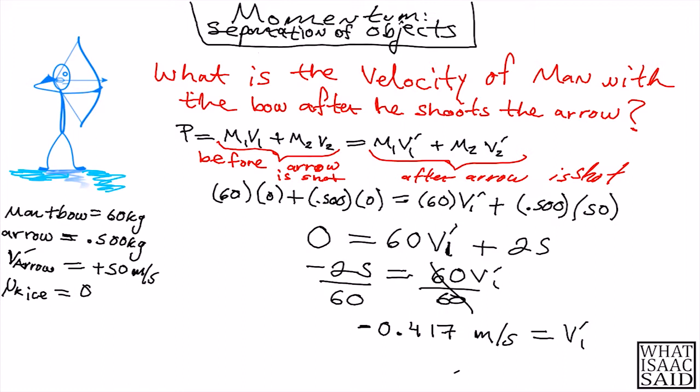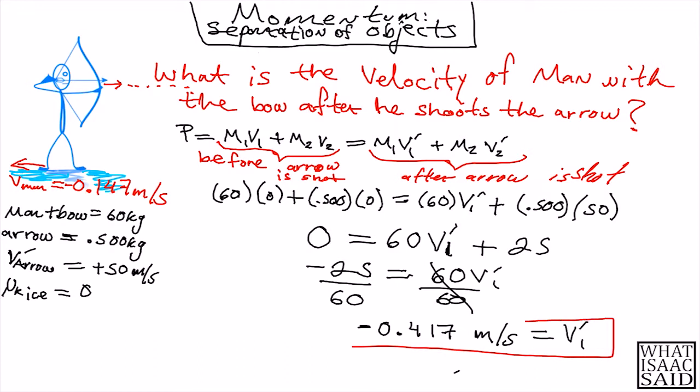So what this is telling us is that after the man shoots this arrow this way, his velocity is going to be minus 0.417 meters per second in the negative direction. And that makes sense, because it makes sense that we get a negative answer, because we know that the man is going to be moving backwards.